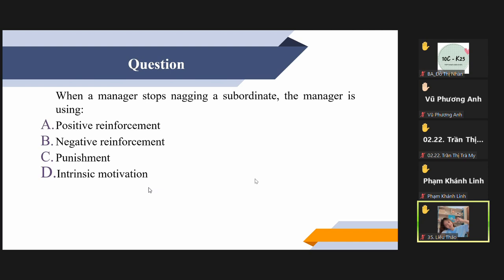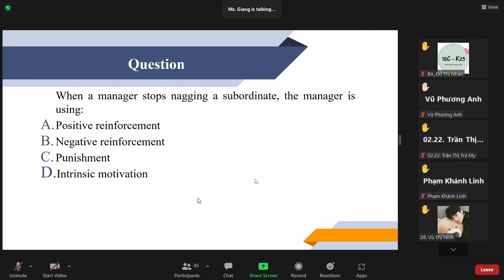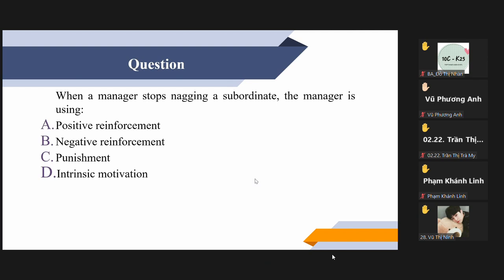Ning, please. I think it's D. D? Yes. No. I told you D is incorrect. So what is this? It is B, negative reinforcement. It means the removal of unpleasantness. Đúng không ạ?